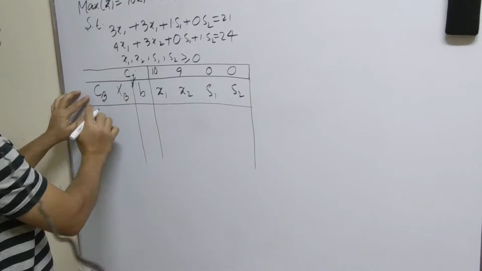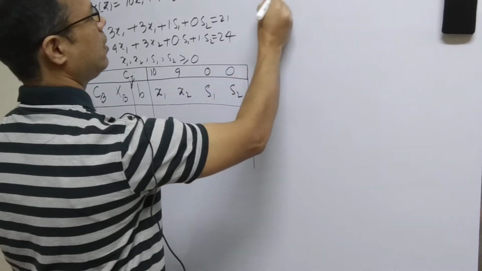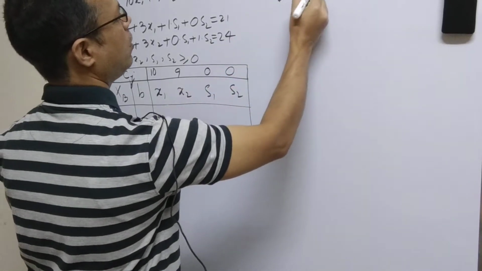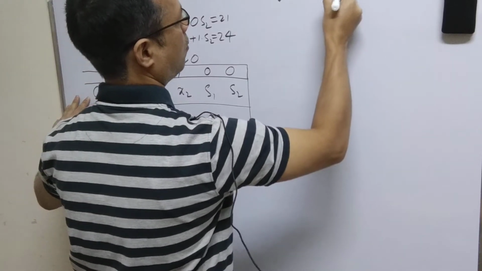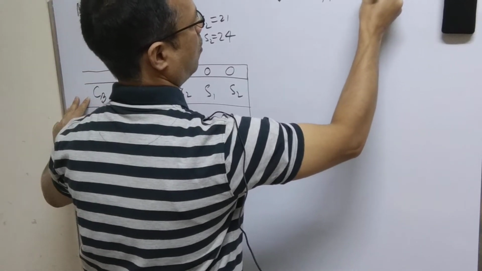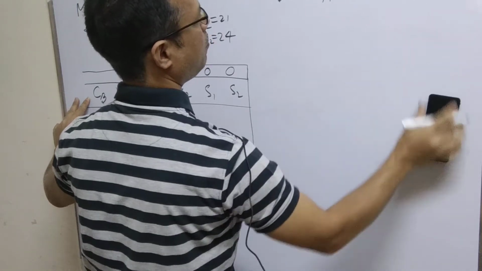Next, CB is called the coefficient of basic variable.